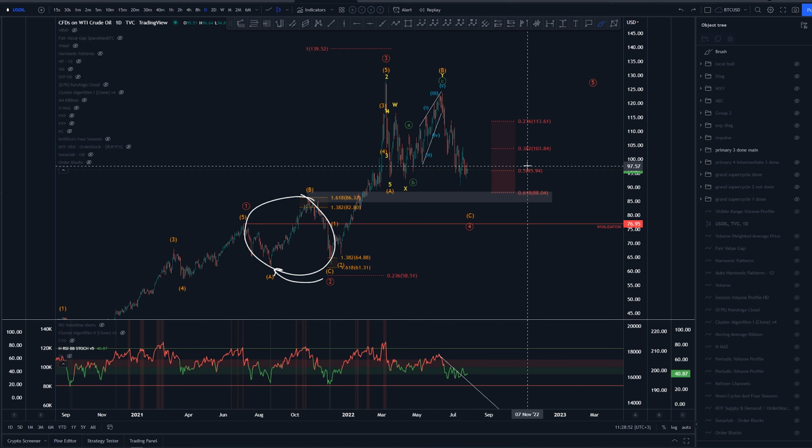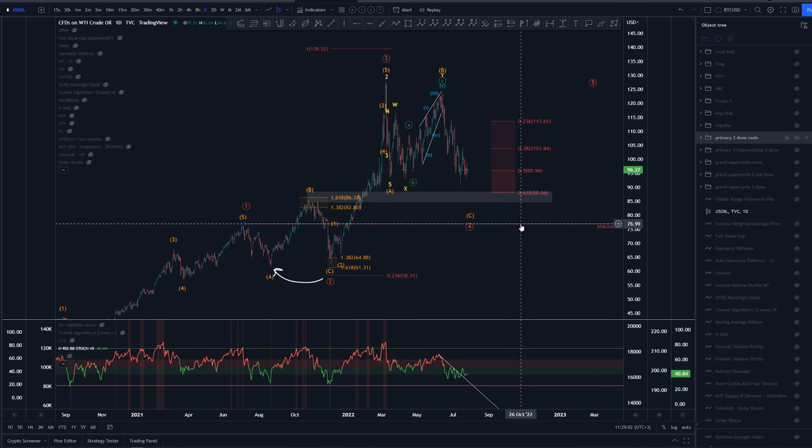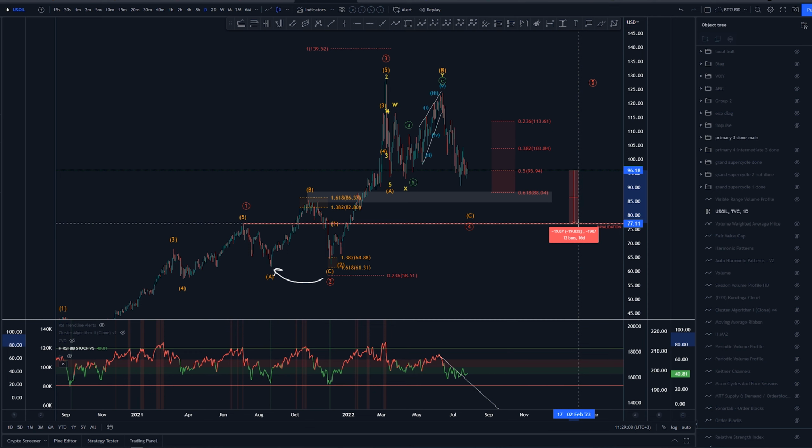At the moment, we have already retraced around the 0.5 for the wave 4. So at the moment, I wouldn't really like us to go too much deeper here overall. Of course, invalidation is all the way down here at $76, and we have definitely quite a way to that area still to go, 20%.